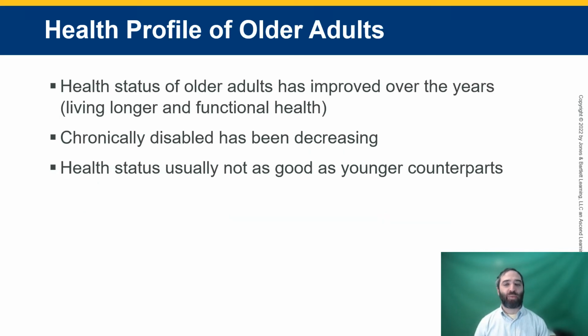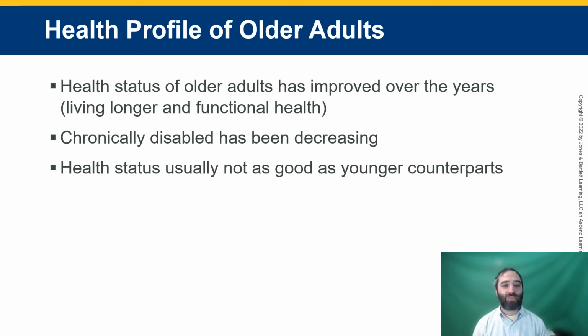Let's look at the health profile of older adults. How healthy are they? The health status of older adults has improved over the years, as evidenced by the fact that we are living longer and we can do more things. The number of people who are chronically disabled has been decreasing. We're doing healthy behaviors. We have more technology that allows people to not have to deal with disabilities as much.